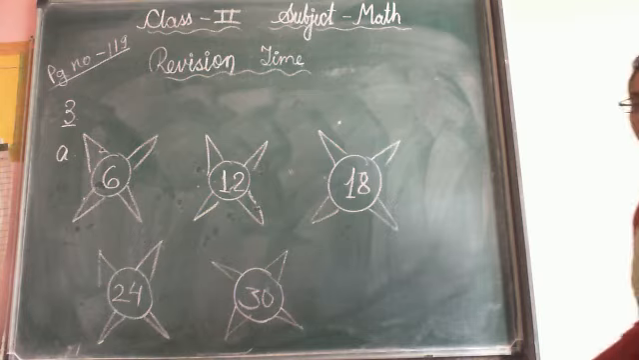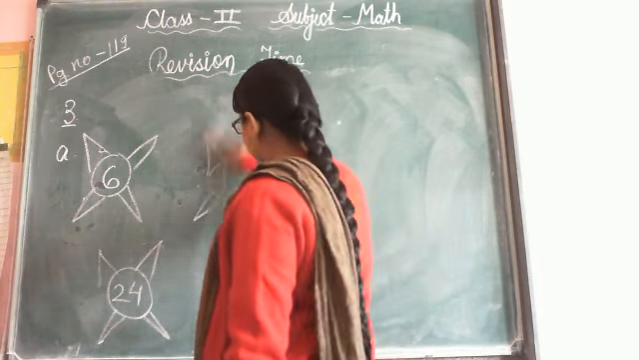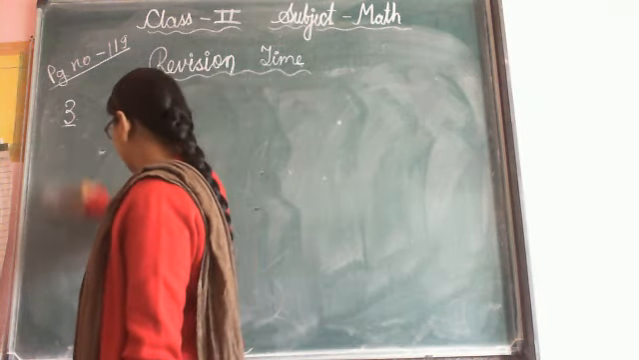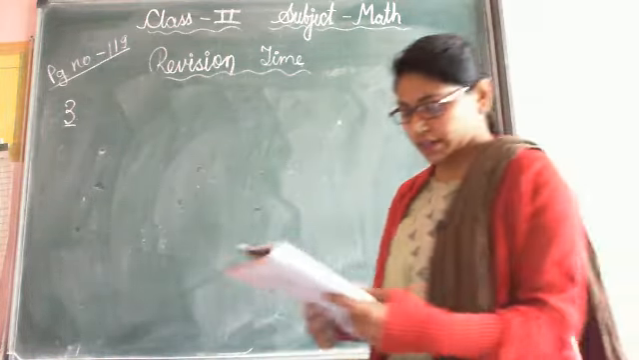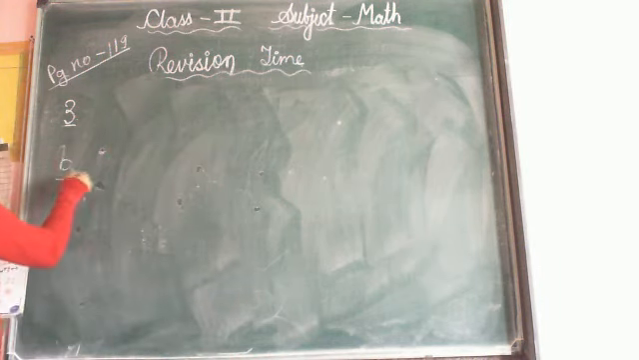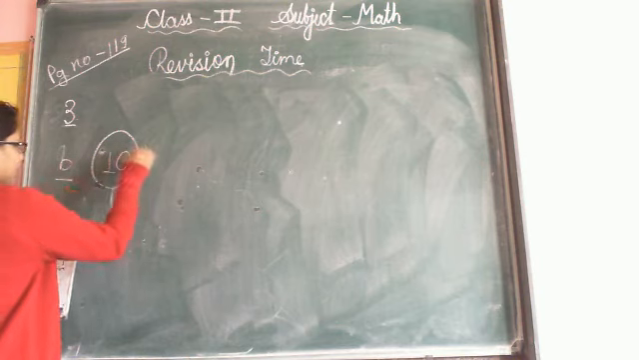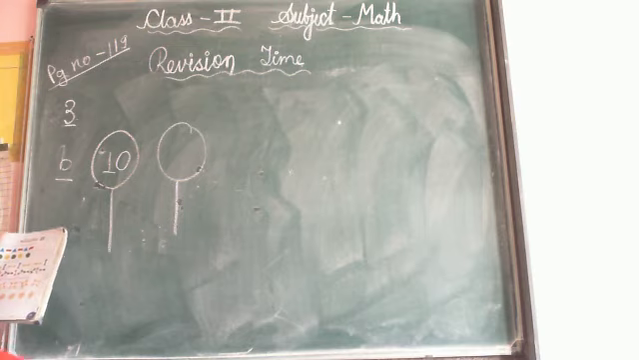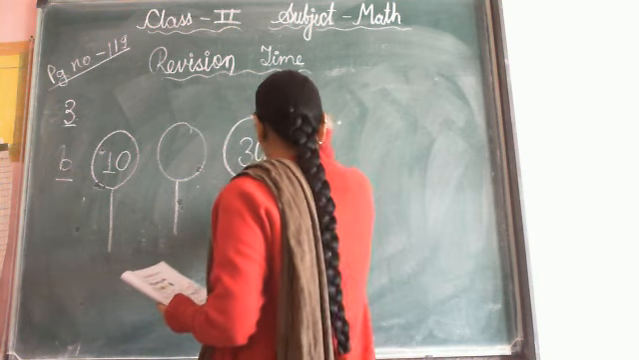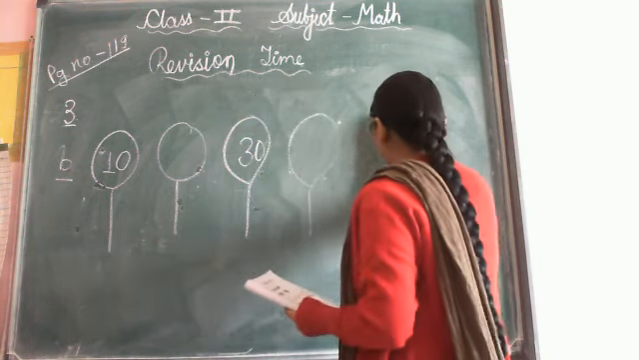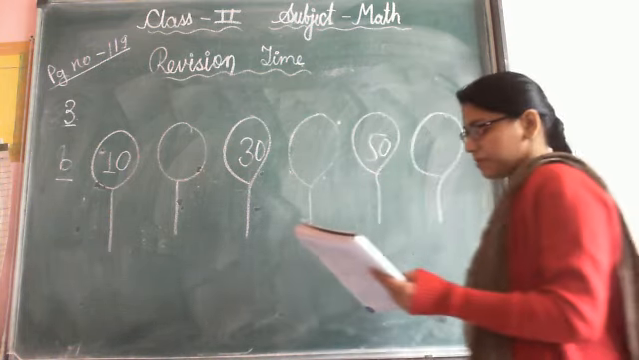I hope students you are done with this one. Now let's see the next one. Okay, so the next one, question B. The first number is 10. And the next one is blank. Then the next number is 30. Then the next balloon is blank. Then the next number is 50. Then the last balloon is blank.